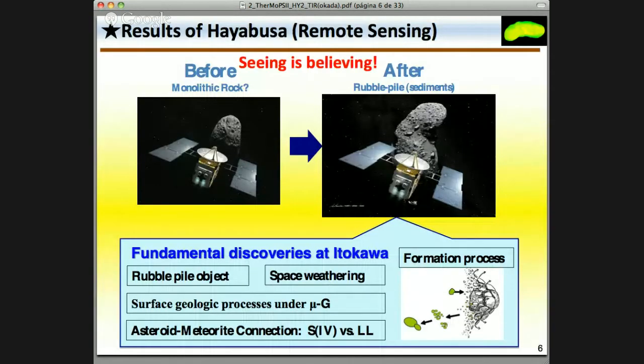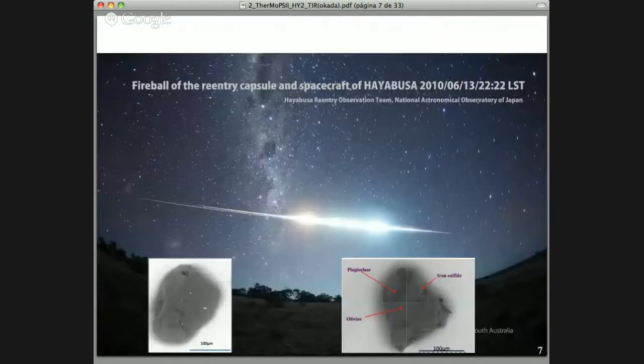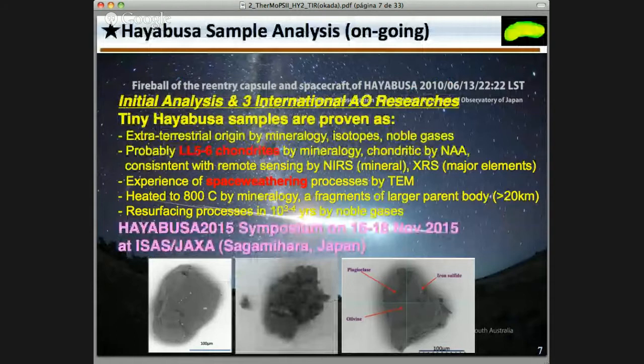And after that, the Hayabusa sample analysis is now ongoing. There's actually a very, very tiny amount of samples, but it is a very important output. And every year we have a symposium to discuss the latest reports of the mission and sample analysis. So please come and join us.